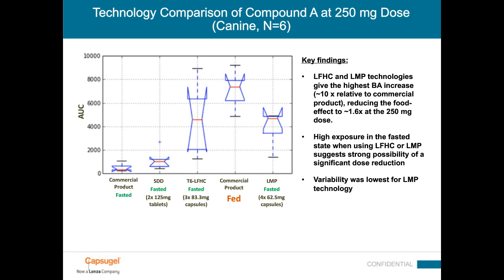So in the end, we were able to reduce the food effect from greater than 10 times to less than 2 times food effect, and increase bioavailability in a fasted state, more so with a lipid than with a solid dispersion in this particular case.